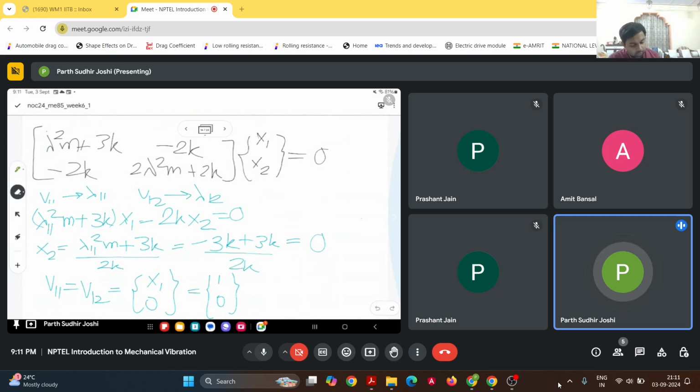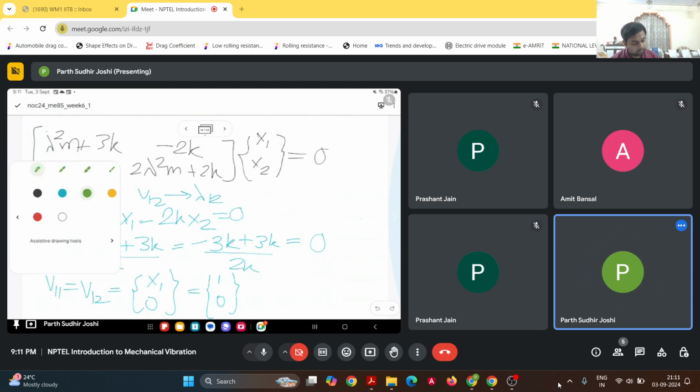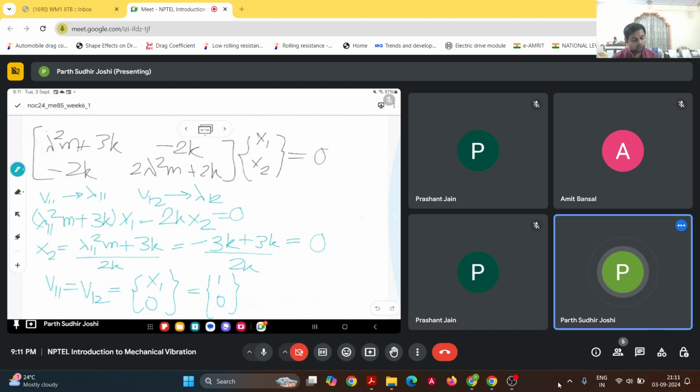Yeah, so here I just wanted to make one correction. When we substituted the first eigenvalue, I think I probably made a mistake, and I am not sure why x2 came out to be 0. But let's try with the second row equation.